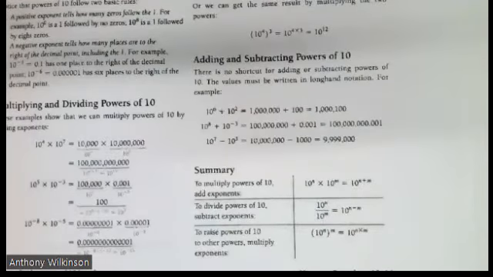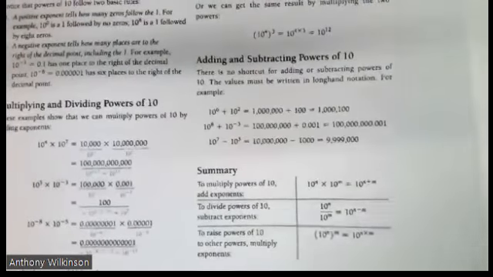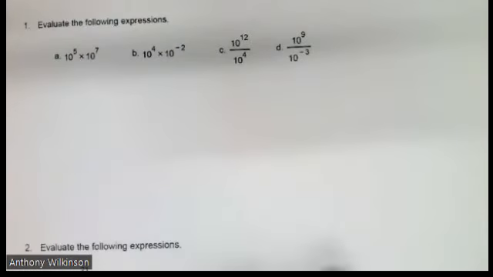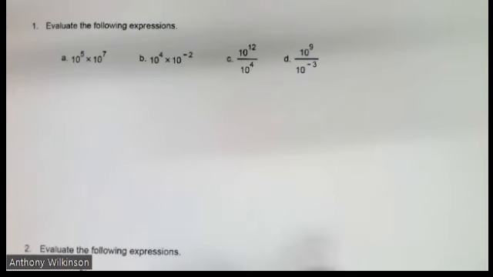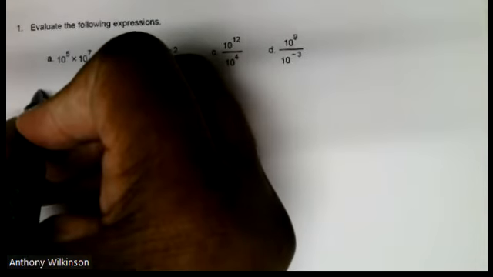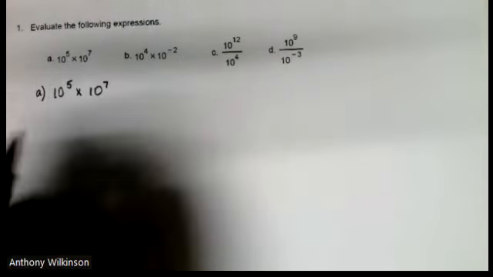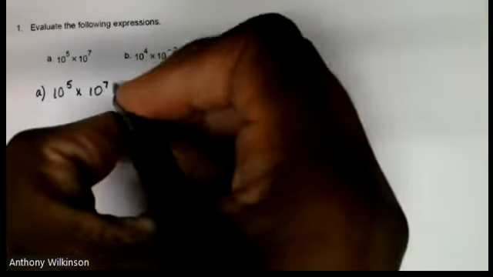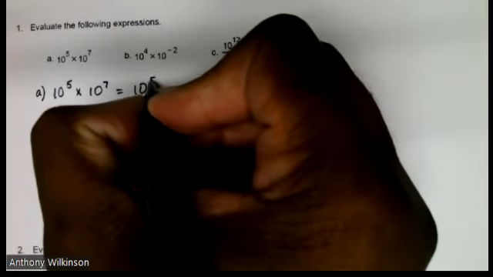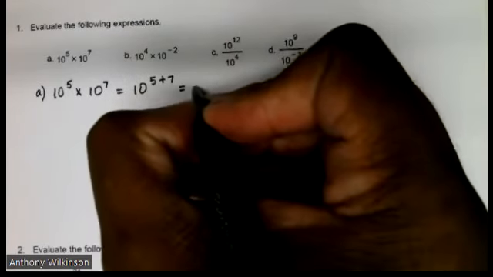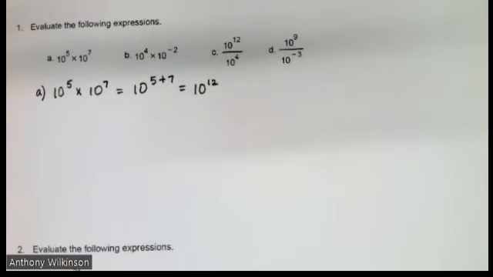Okay, so we're going to be using these rules with these examples here that I have on the next page. Like in part A of example 1, we got 10 to the 5th times 10 to the 7th. Notice we're multiplying both powers of 10. So we bring the base over of 10 and then just add 5 and 7 together. So here 5 plus 7 would be 12. So 10 to the 5th times 10 to the 7th would just simply be 10 to the 12th.